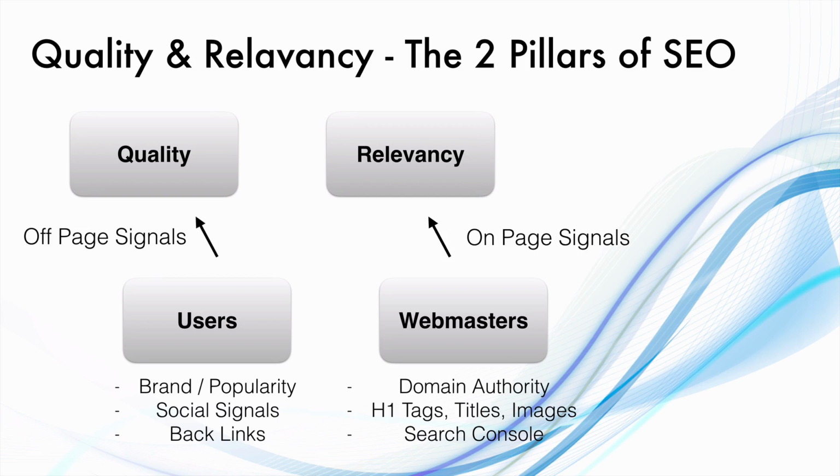So this is just a basic flowchart. There is a much more complex idea behind this which we will discuss in future videos, but you need to basically think about the whole search game as two pillars. One pillar is quality and one pillar is relevancy, and these are the only two things that search engines look for when they want to send traffic to a site.